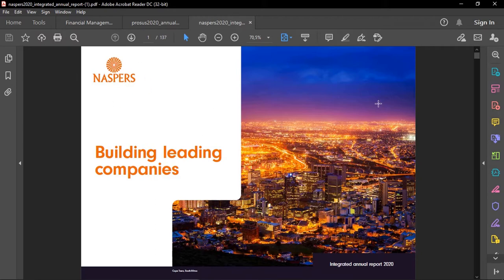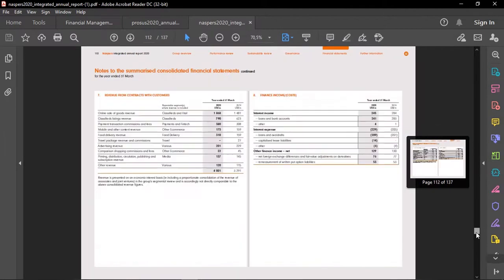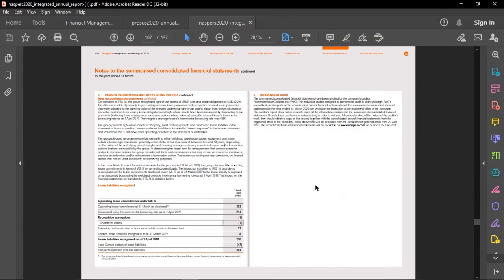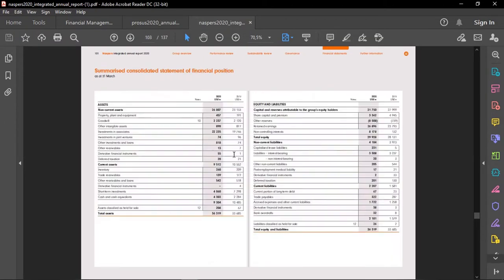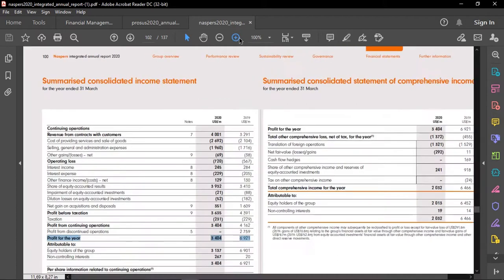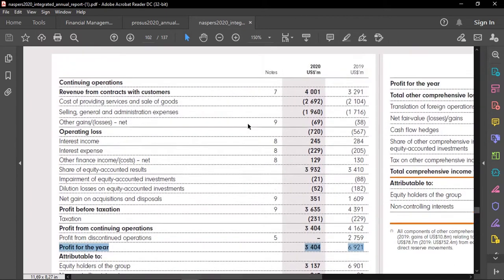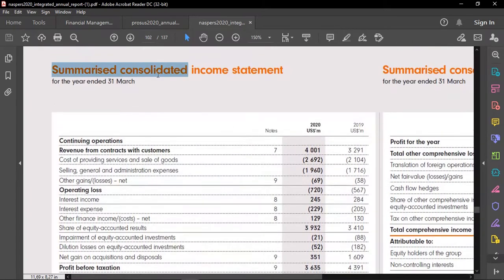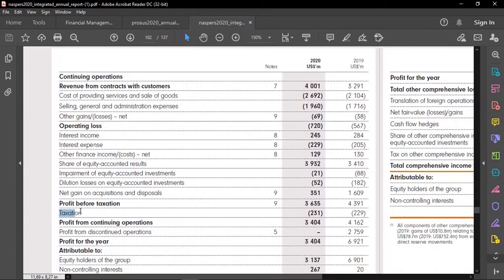So if we're looking at Naspers and the tax that they're going to pay, if we go down to the bottom of the document, I just want to show you the actual taxes that they end up paying here. Profit for the year, we're looking for tax. There it is there. If you look at the consolidated statement of income, you've got taxation here.